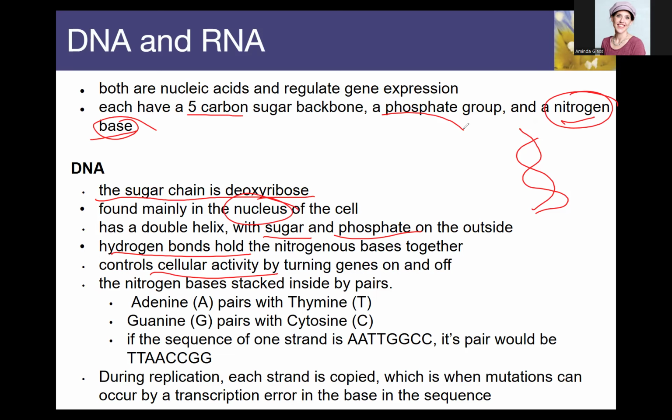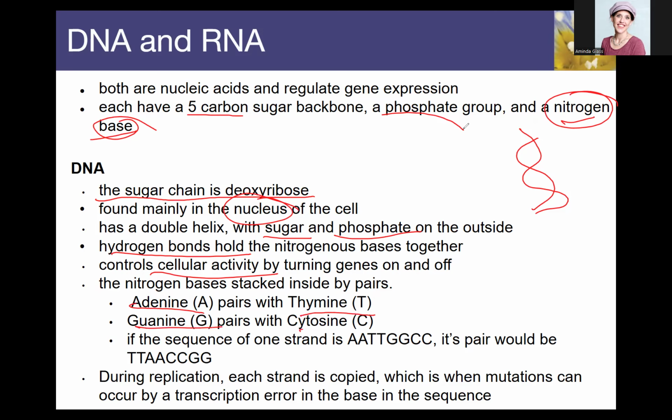And the nitrogen bases are stacked inside by pairs. Adenine pairs with thymine, and guanine pairs with cytosine. So if you had the sequence AATTGGCC, since adenine pairs with thymine, the base pair would be T, T, A, A, C, C, G, G. The way I remember it, G, C, they're very similar. G pairs with C. And then by default, A pairs with T.